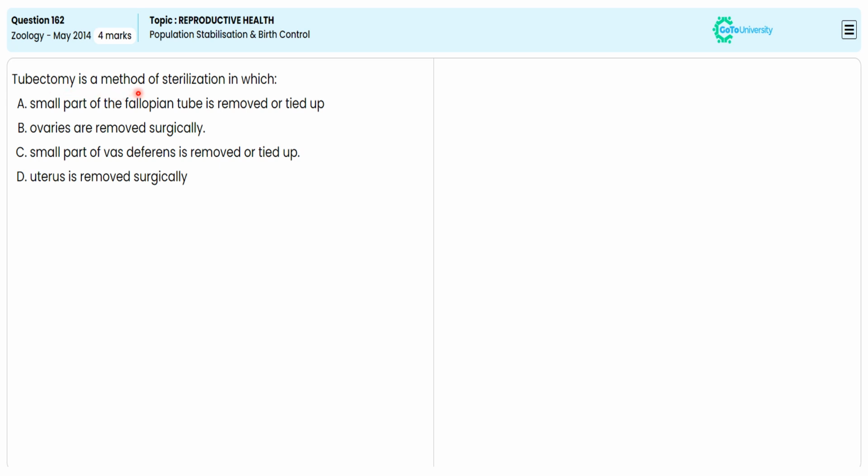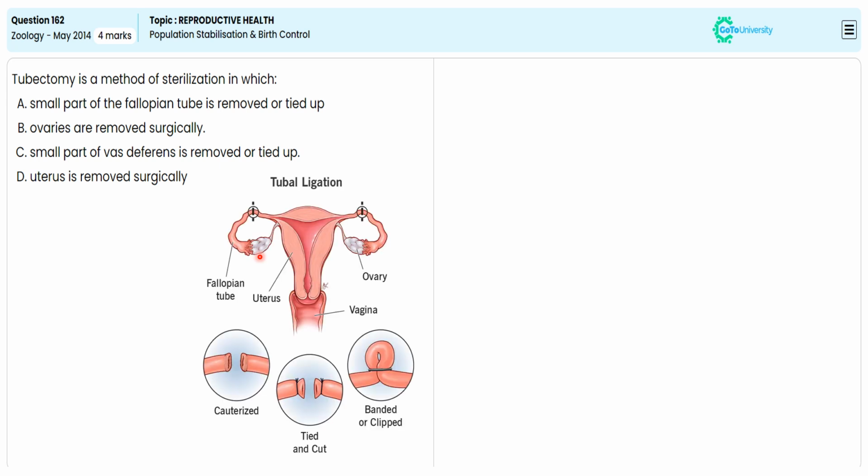In this objective question, from the given options, they are directing us to specify the correct option illustrating a tubectomy sterilization method. For this, let me understand in which way the tubectomy is executed. In this picture, we can see the fallopian tube is dissected.